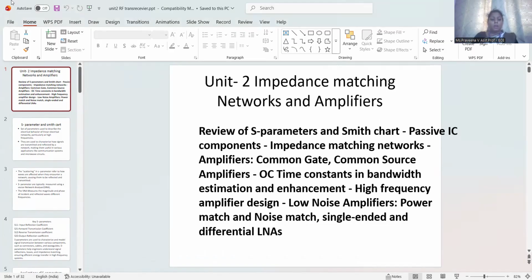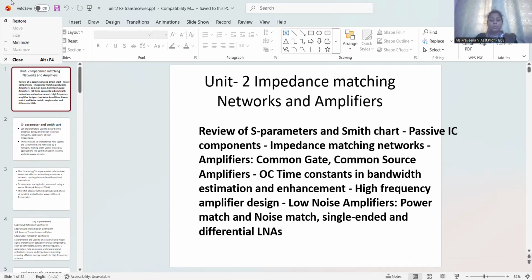Good morning, everyone. In this unit, we will study the fundamental concepts used in RF integrated circuits and wireless communication systems. Modern technologies such as mobile phones, Wi-Fi routers, Bluetooth devices, satellite communication systems, and radar systems all rely on RF circuits for transmitting and receiving signals.